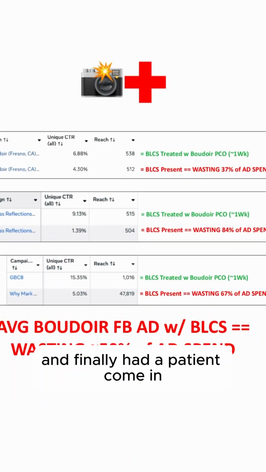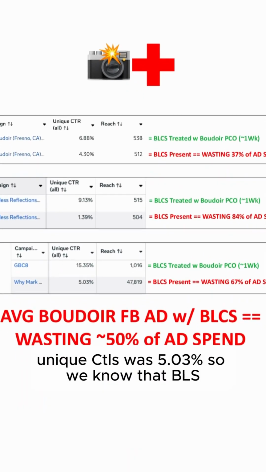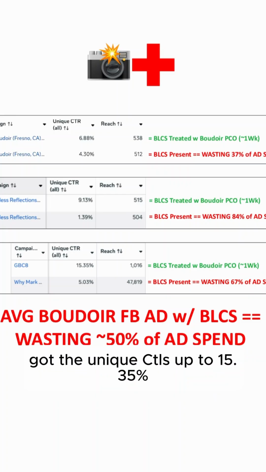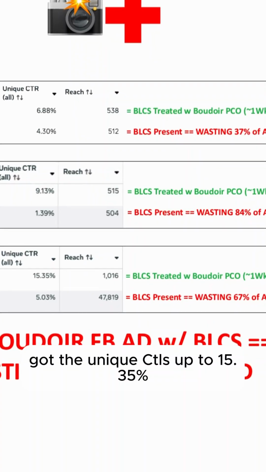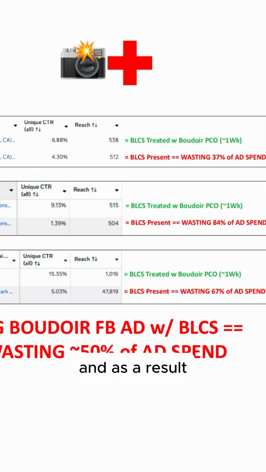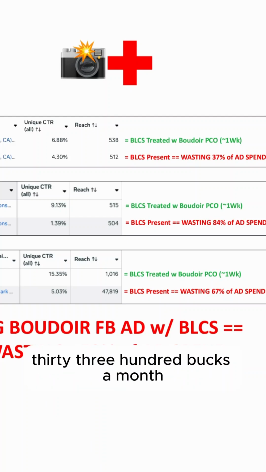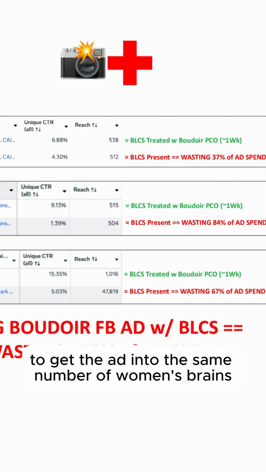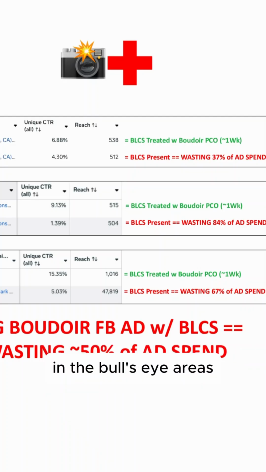And finally, had a patient come in. Unique CTR was 5.03%, so we know that BLCS was present. Also treated it with boudoir Pico, takes about a week. Got the unique CTR up to 15.35%. So we found out the original was wasting 67% of ad spend. And as a result, if he was spending 10 grand a month on the original, now he only has to spend 3,300 bucks a month on the boudoir Pico treated ad to get the ad into the same number of women's brains in both scenarios.